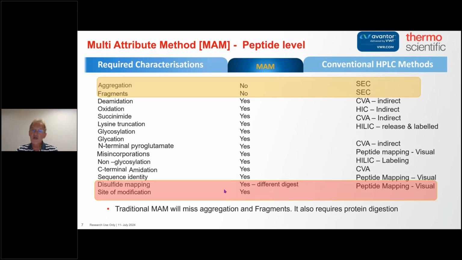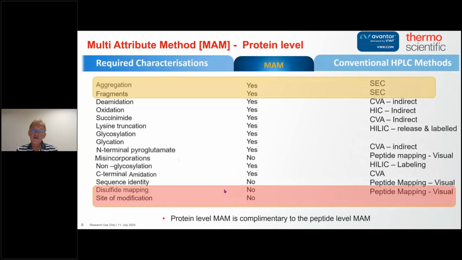Now, I've just gone through that because now I'm going to use the same type of slide, but instead of the peptide level, we're now going to look at the protein level. At the protein level, well, we're not doing a digest, so you can get the aggregation and you can get the fragments. So here it's very, very complementary to the peptide multi-attribute method.